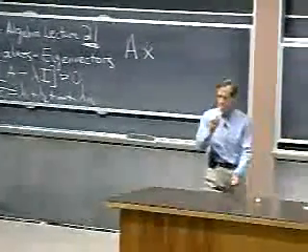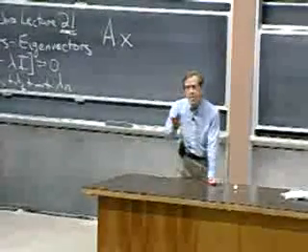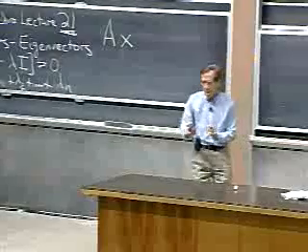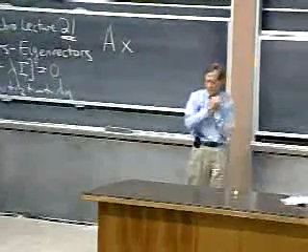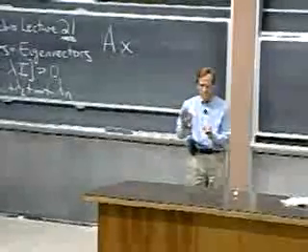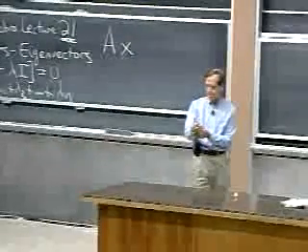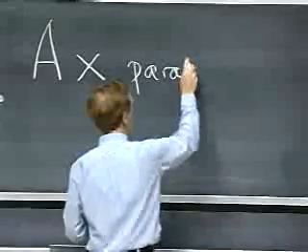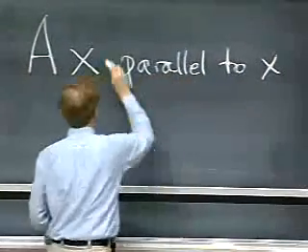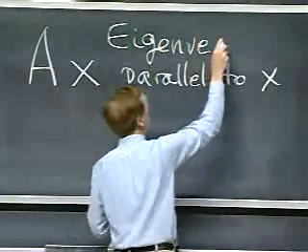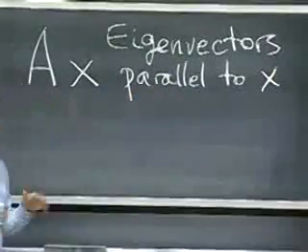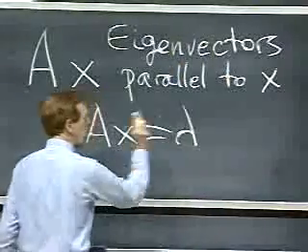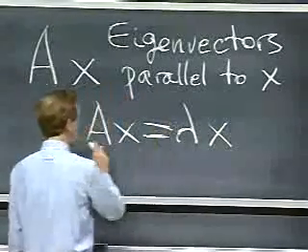The vectors I'm specially interested in are the ones that come out in the same direction that they went in. That won't be typical. Most vectors, Ax points in some different direction. But there are certain vectors where Ax comes out parallel to x, and those are the eigenvectors. So Ax parallel to x. What do I mean by parallel? It's much easier to state it in an equation. Ax is some multiple, and everybody calls that multiple lambda, of x. That's our big equation.